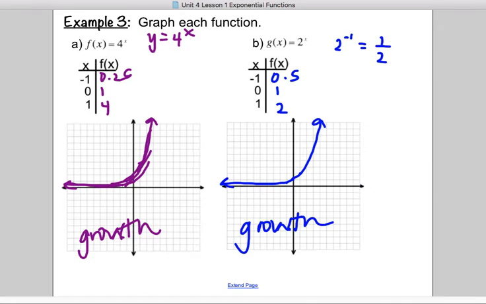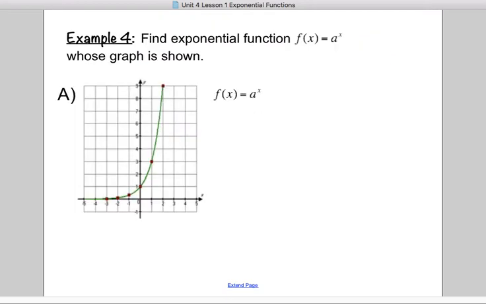The next type of problem we have is that you are given a graph. And it says, find the exponential equation whose graph is shown. So what we need to do is figure out what is my a value. So the way we handle this is we're going to grab off a point on here. Okay, so we grab off this point. I'm going to grab this one. What is this point? 2, 9. Ordered pairs are always x and y.